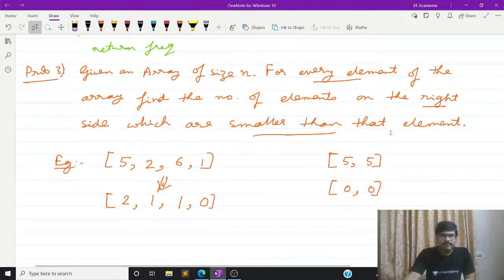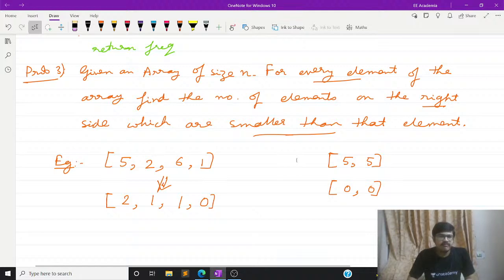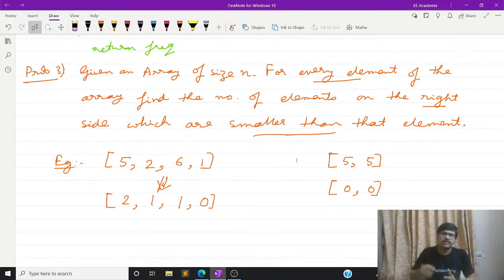Now this is the third problem for today. Given this array, for every element, find the number of elements towards the right which are smaller than that element. So how can you solve this, guys? Any approach, anyone? Write in the chat if you have any solution in your mind. If you have any idea how I can solve this, write in chat. I will give you 2 more minutes to think about the solution.